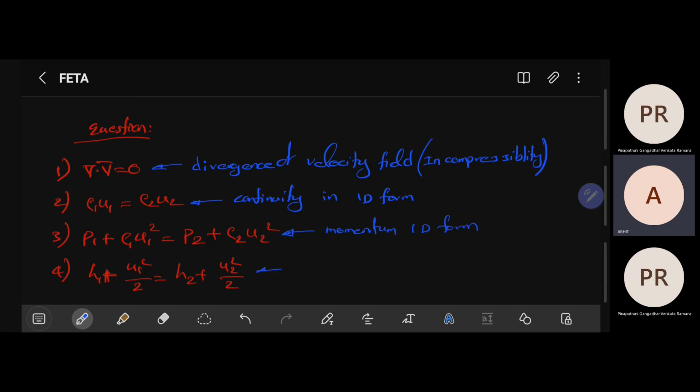And the last one is the energy equation, in 1D form. Okay. So which equation is not applicable for shock waves? That is the question.